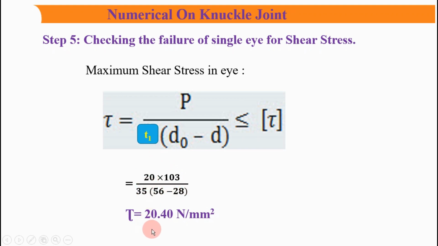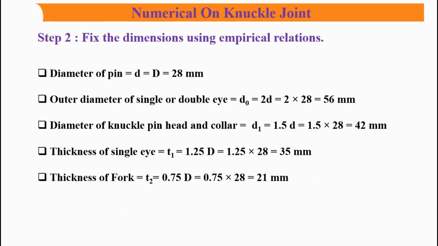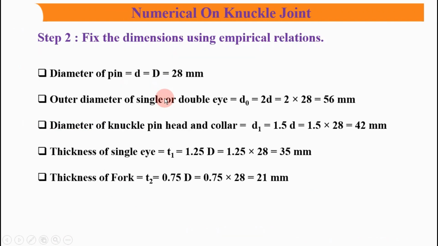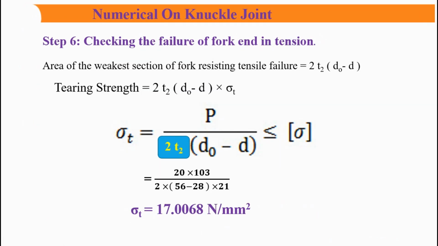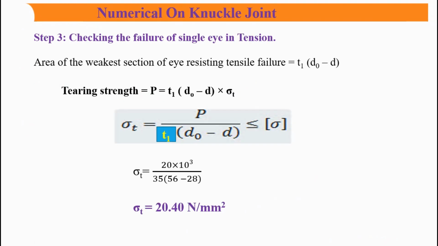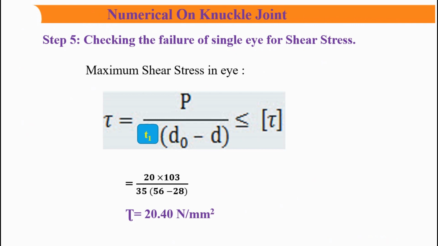So we got 21.40. This is the induced shear stress value, and it should be less than your permissible shear stress value. The permissible shear stress is given, that is 40. So it is exactly half of induced. So it means that our design is safe for single eye. In this way we have checked the single eye for tension, for crushing, and for shear failure.